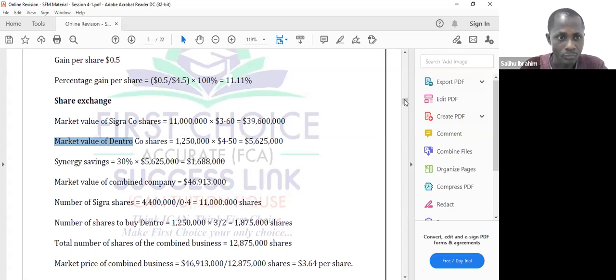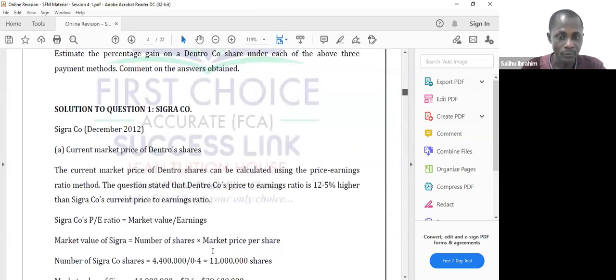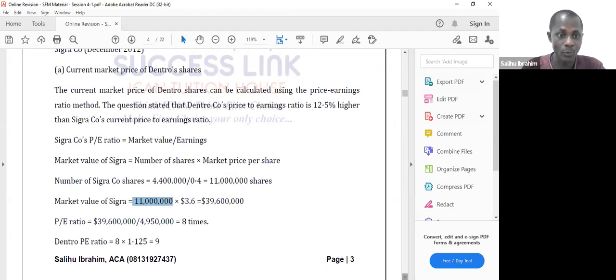Okay, this is where we are. I think we are good. Number of Sigraco shares is what? It's 11,000. So market value of Sigraco shares, this times is 39,600. That's in total. So price earnings ratio, we use 39,600 over 4,950,000. 8 times. How did you get 0.55 before?